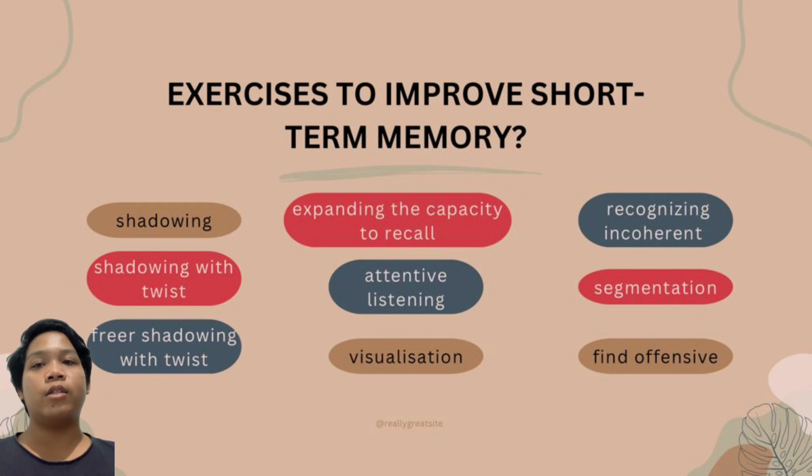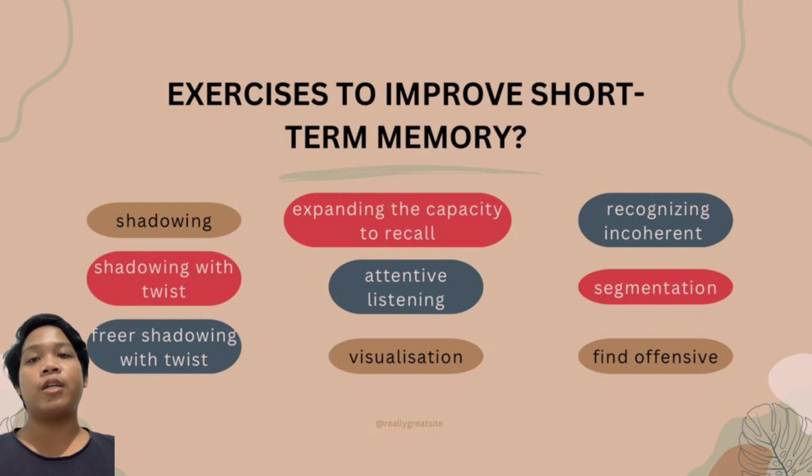And next, what are the exercises to improve short-term memory? The first is shadowing. Shadowing involves repeating what the speaker says word for word in the same language. Normally, the interpreter will be a word or two behind the speaker as one repeats what has been said.